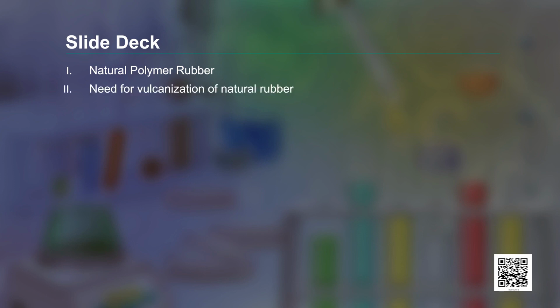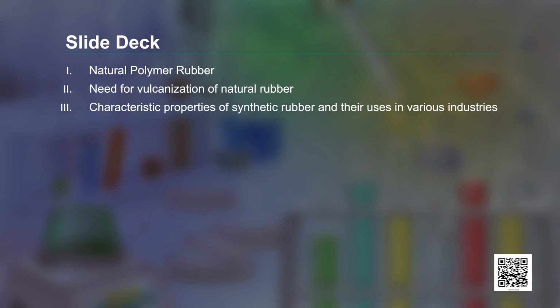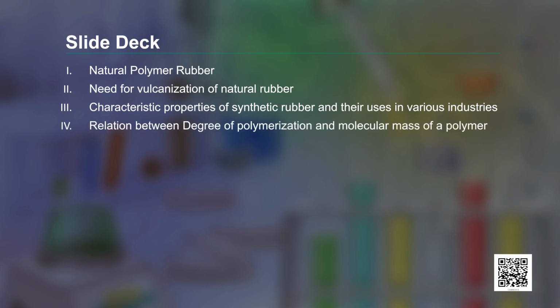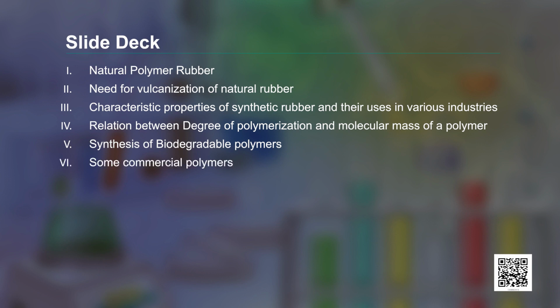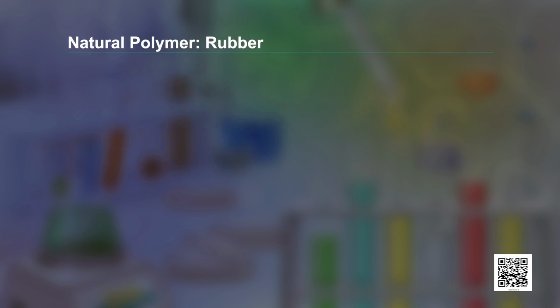is the need of vulcanization of natural rubber, what are the characteristic properties of synthetic rubber and their uses in various industries. We will also learn about the relation between degree of polymerization and molecular mass of a polymer and a step towards conserving nature, synthesis of biodegradable polymers, and at the end we will also study about some commercially used polymers. Let us start with natural polymer.